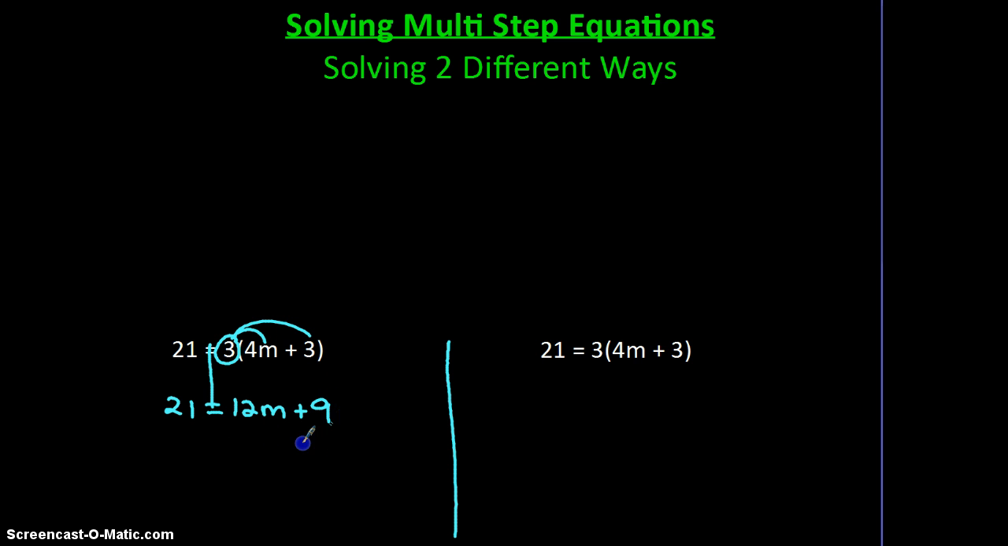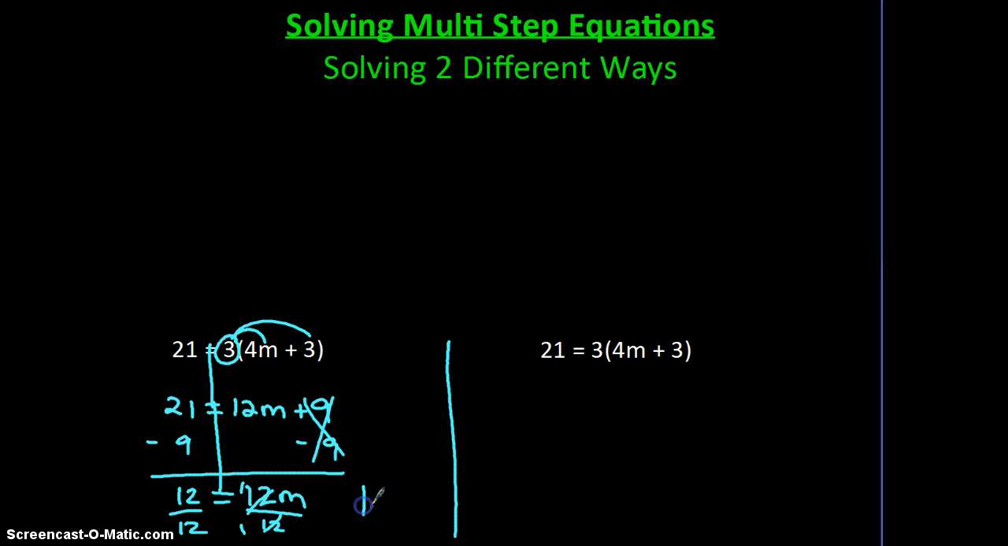In that case, over here, subtract 9 from both sides because I want to get my variable alone, and in this case I am getting that alone. So 9 minus 9 is obviously 0, so 12m is equal to 21 minus 9, which is 12. Divide both sides by 12. So therefore I get 1 is equal to m.